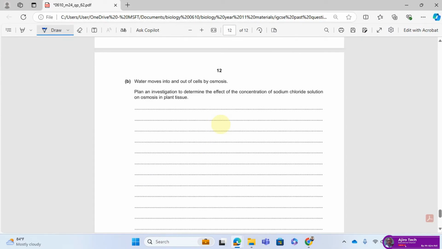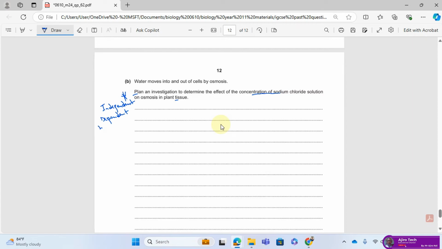this one says water moves into and out of cells by osmosis. Plan an investigation to determine the effect of concentration of sodium chloride solution on osmosis in plants. So in this experiment you have to plan. It's a plan, it's not an action. You just give a guideline of what your plan should entail. And in planning an experiment, we need to take note of certain things. Independent variable, your dependent variable, the variables you keep same.